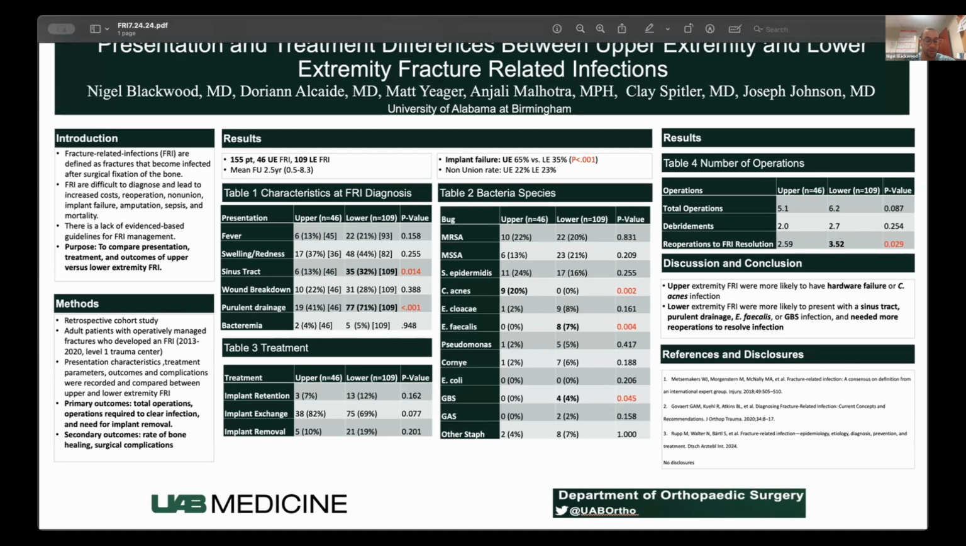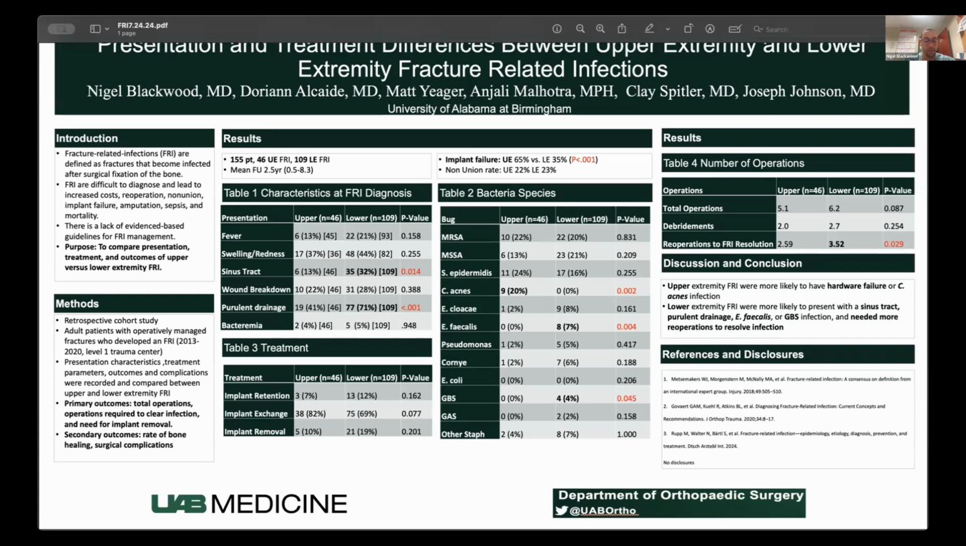Table 3 shows the surgical interventions, which were similar between groups. Table 4 shows the number of operations. Here, the total number of operations and the number of debridements were not significantly different between extremities, but the number of reoperations until the infection was cleared was lower in upper extremity fracture-related infections compared to lower extremity infections. Implant failures such as broken plates or screws was more common in upper extremity infections compared to lower extremity infections, and surgical complications were similar between groups.